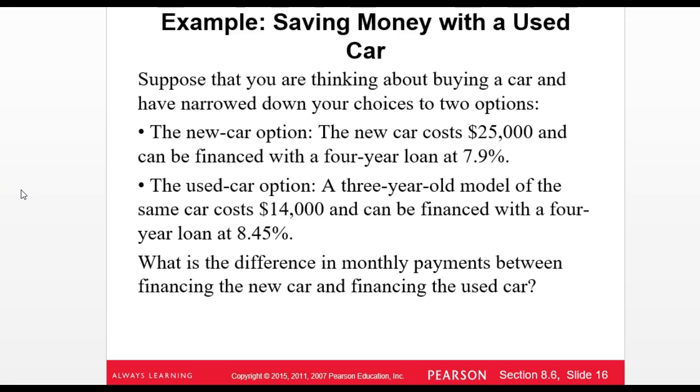All right, now, if you're thinking about buying a new car, you've narrowed it down to two choices. This is your new car, it costs $25,000, and it can be financed with a 4-year loan at 7.9%. A used car option is a 3-year-old model of the same car, like a 2012 version of a 2015 or 2016, 2013. Instead of $25,000, you can get it for $14,000, and your used car loan is 4 years, but at 8.45%. What's the difference in monthly payments between the two financing options?